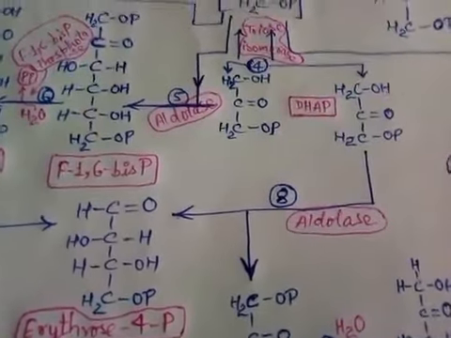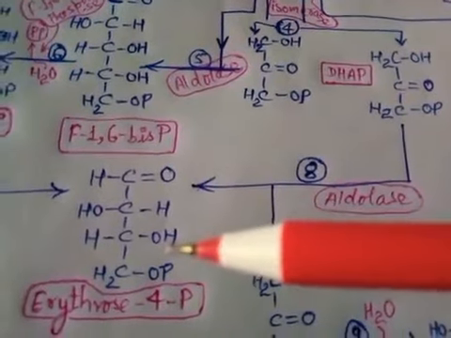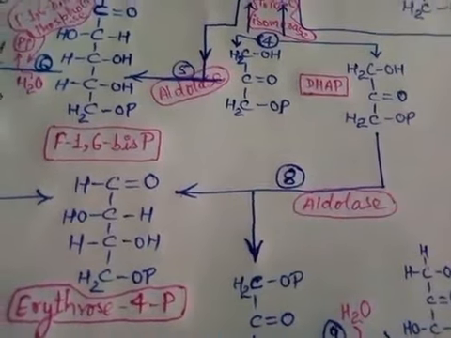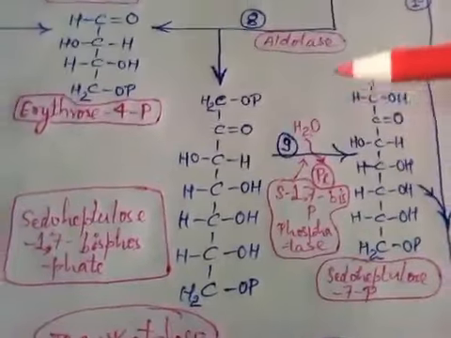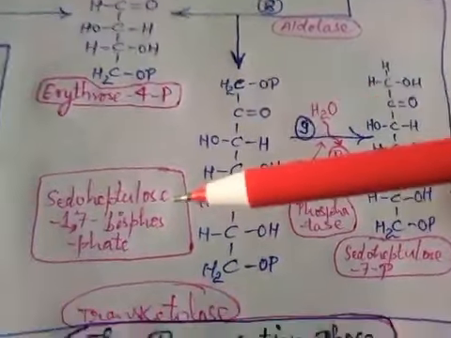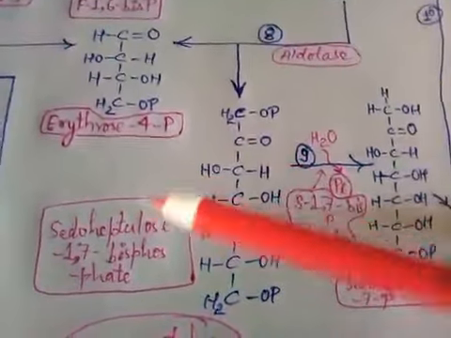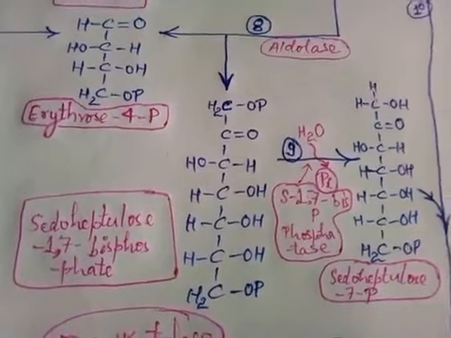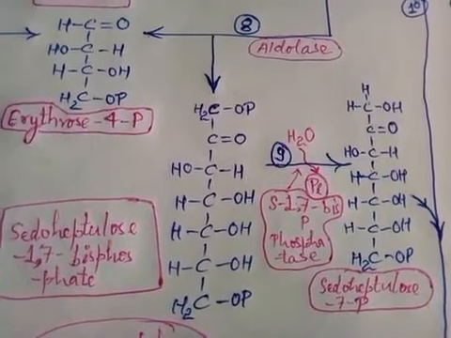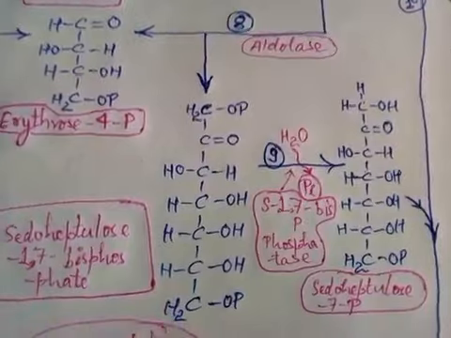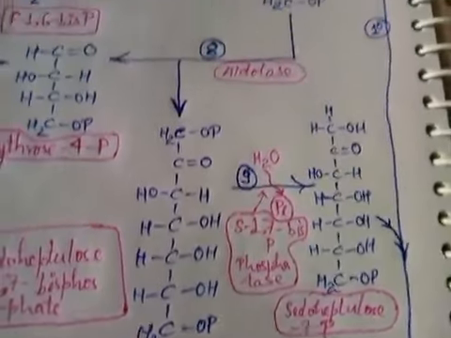Dihydroxyacetone phosphate, the second molecule of dihydroxyacetone phosphate, is now combined with erythrose 4-phosphate in the presence of enzyme aldolase, and they form a 7-carbon molecule, that is pseudoheptulose 1,7-bisphosphate. Further, this pseudoheptulose 1,7-bisphosphate, in the presence of enzyme pseudoheptulose 1,7-bisphosphatase, is converted into pseudoheptulose 7-phosphate.